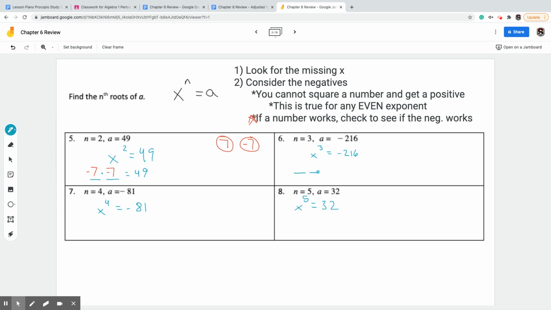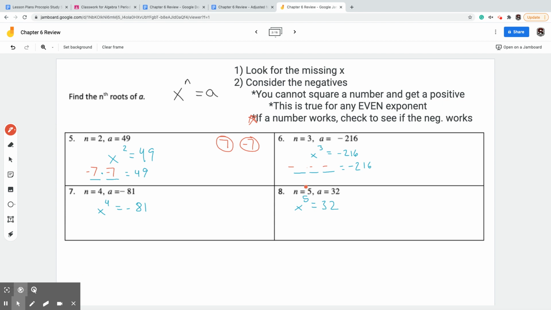Now it's 3 blanks equals -216. Well, now we have a negative on this side. So I need to think to myself, how am I going to multiply 3 times to get a negative? Well, a negative times a negative would be a positive. A positive times a negative, does that give me a negative? Well, it indeed does. So this works only if the number that you find is negative.